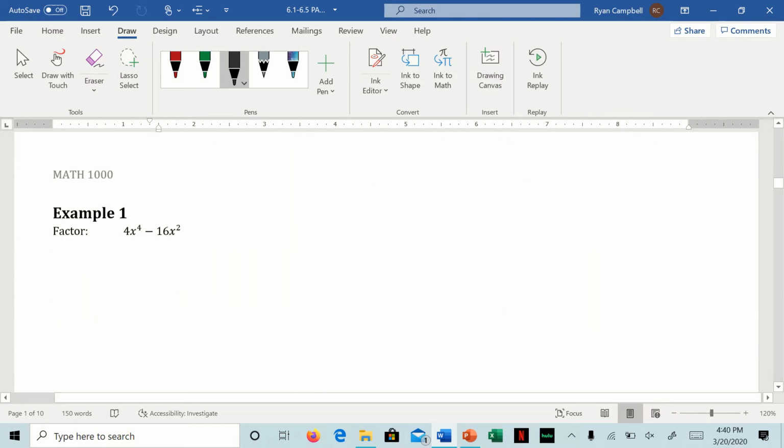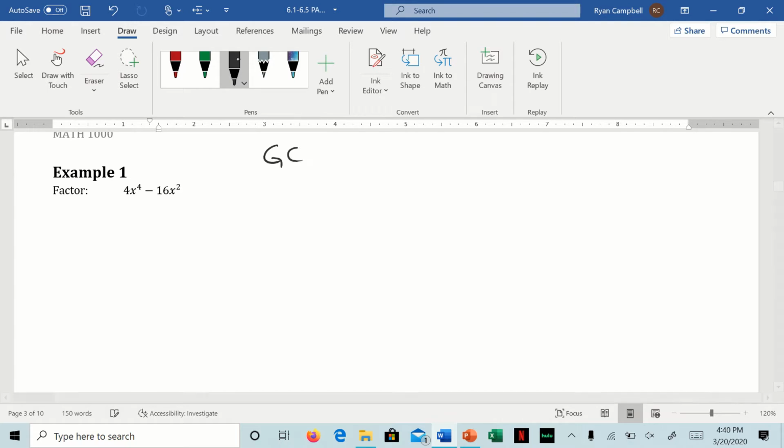All right. So example number 1. Step 1, try to find a greatest common factor. Do we have a greatest common factor? Yeah, actually, we have a couple. We can see that there's a 4. The numbers would be 4. And what would the variables be?